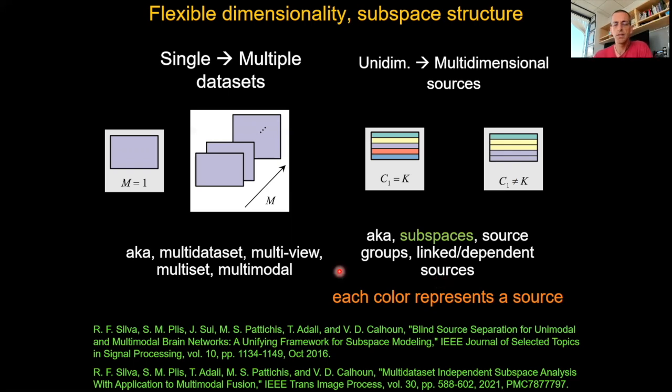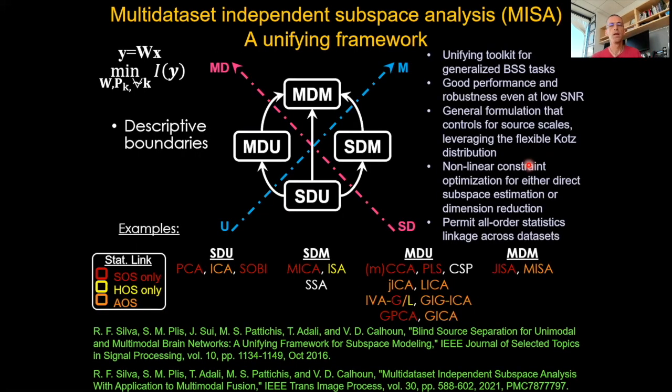So we can look across two different spectra, single and multiple data set. So here we have one data set, here we have maybe multiple modalities, multiple time points, et cetera. Unidimensional and multidimensional sources. So unidimensional would be every source is separately estimated. So this would be like independent component analysis. Or we can impose subspaces where maybe we have groups of sources with higher dependence, and then there's independence among subspaces. So it's in this context that we presented this multi-data set independent subspace analysis unifying framework.